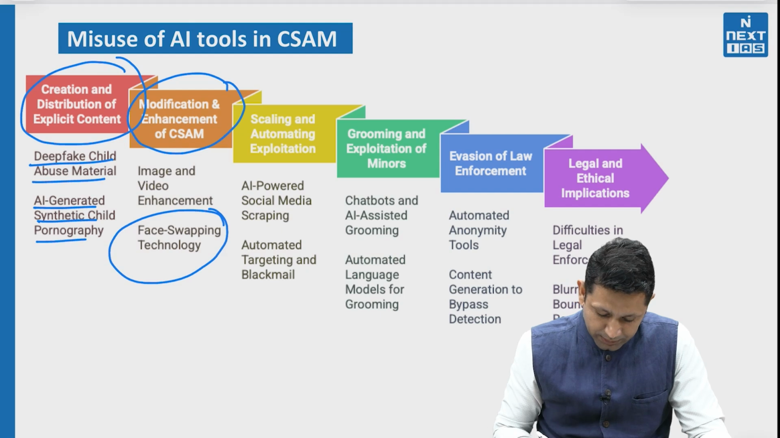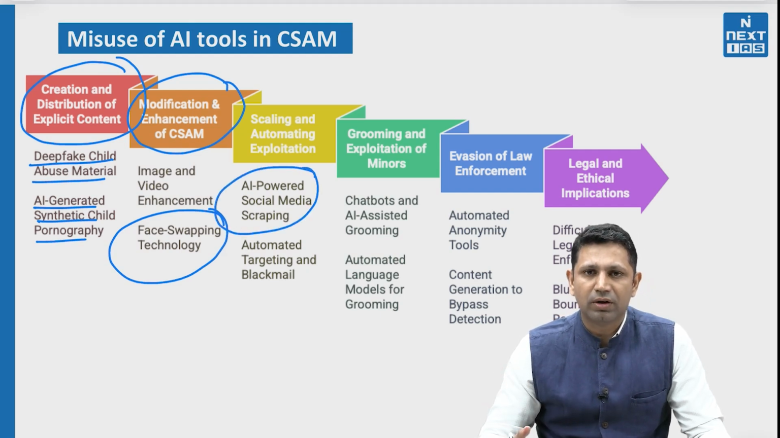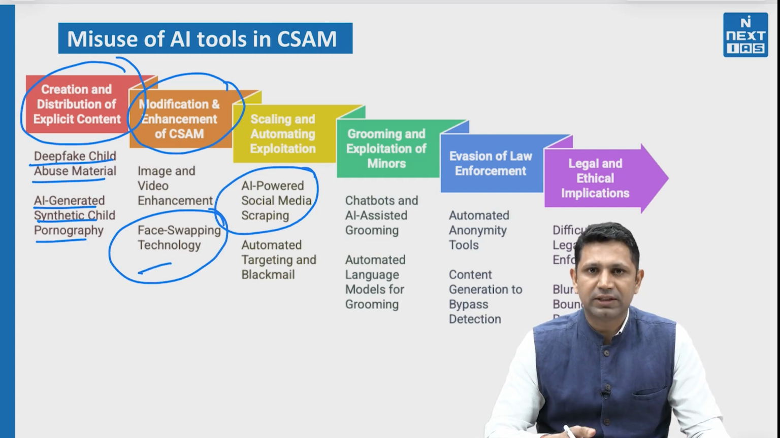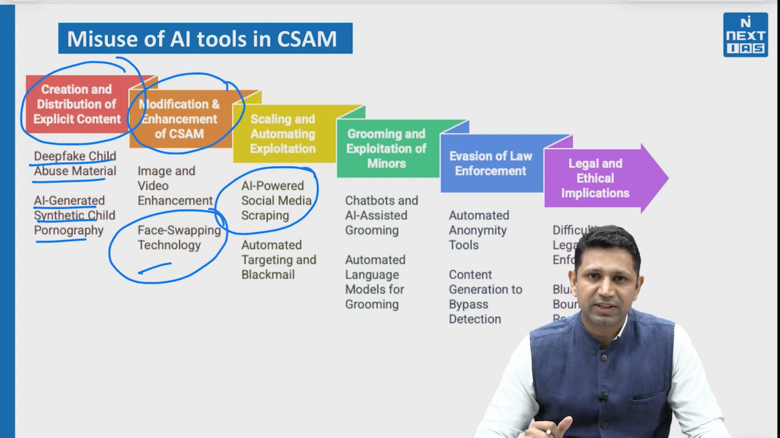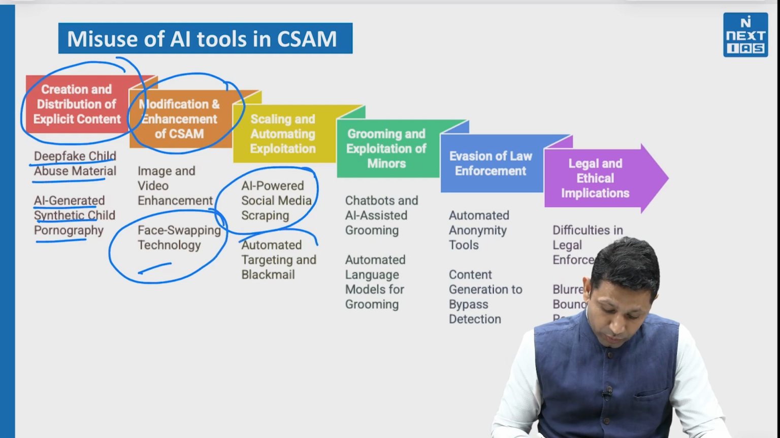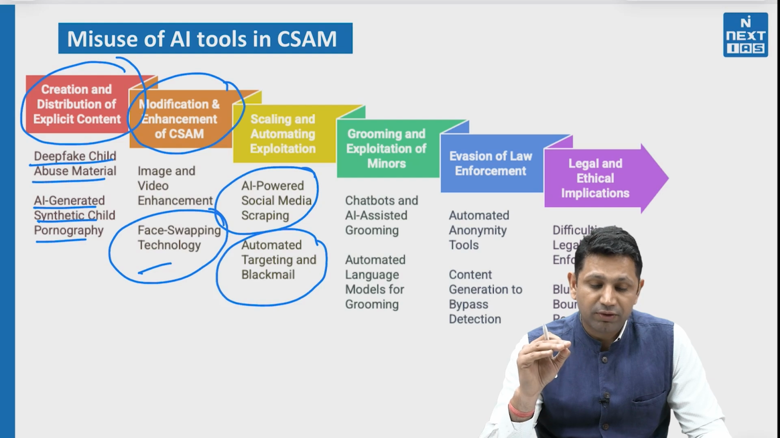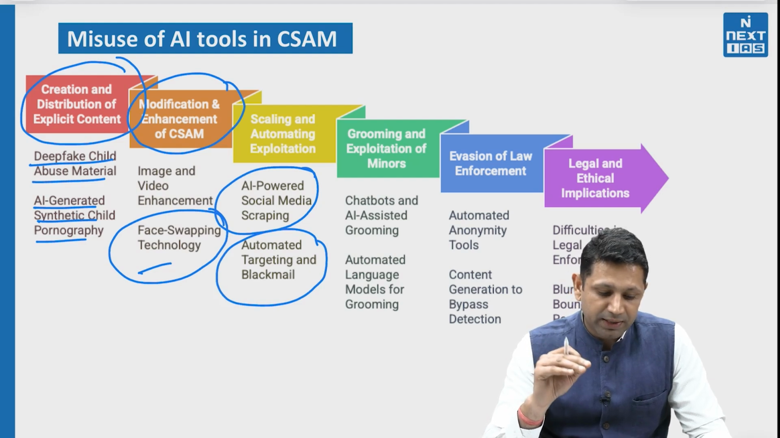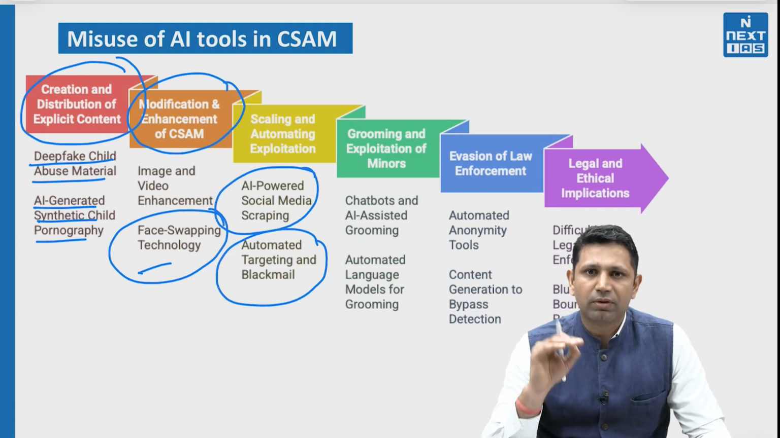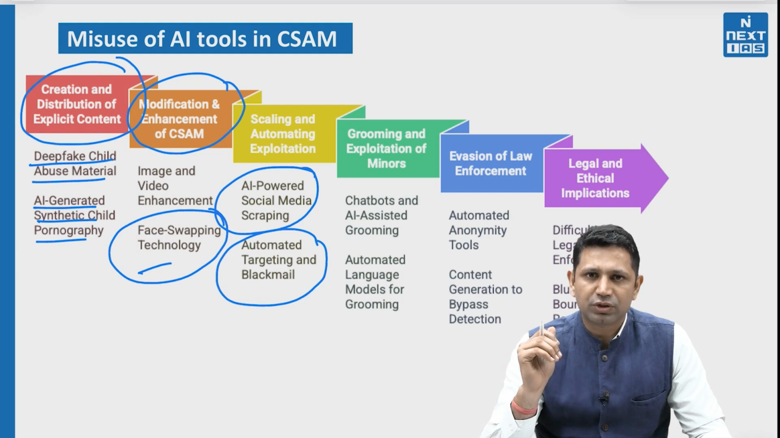The next thing is scaling and automation exploitation. From social media, AI can scrape pictures, and those pictures can be used by AI for generating new content, using its face swapping technology to generate new content with the new faces. Then automated targeting and blackmail can also be done. It can go for phishing driven by AI and can coerce minors into producing explicit content. So that is also a problem with AI: no one is needed anymore, you automate the AI and it keeps doing it by itself.